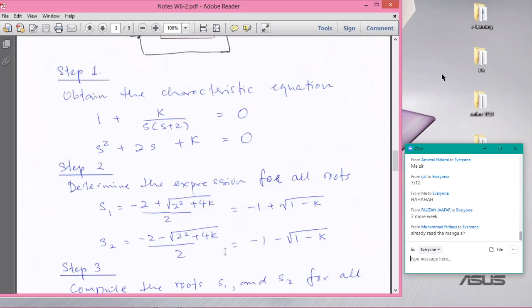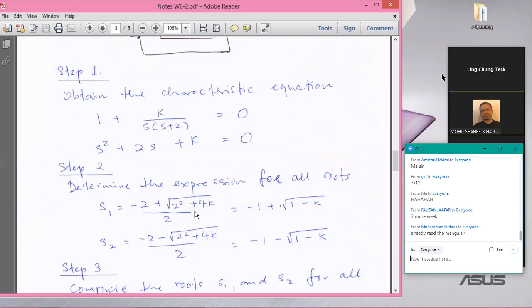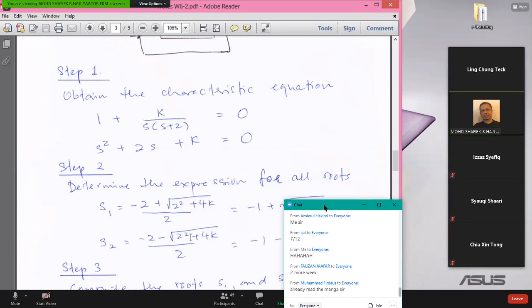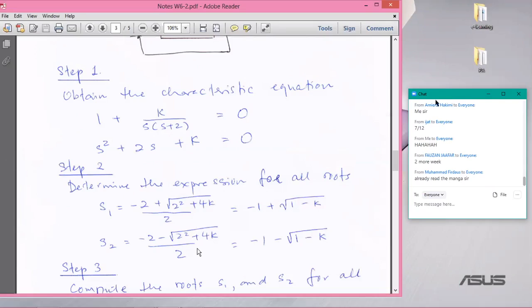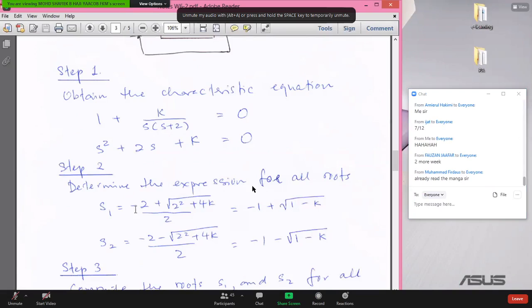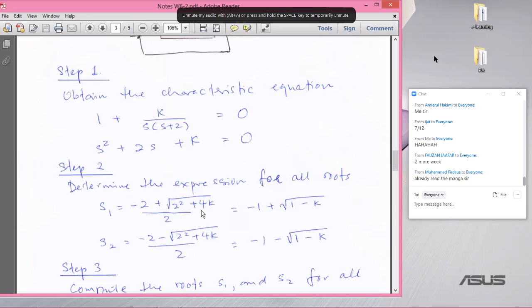See, there's a mistake there. There should be minus. This should be minus: negative b plus or minus the square root of b squared minus 4ac, not plus. Can make a correction there. So this should be minus. This is correct. The minus there is correct.